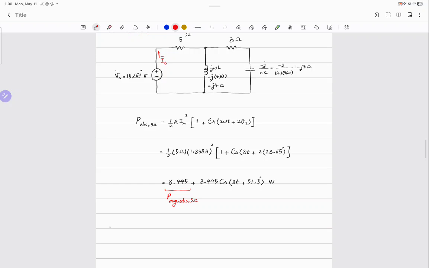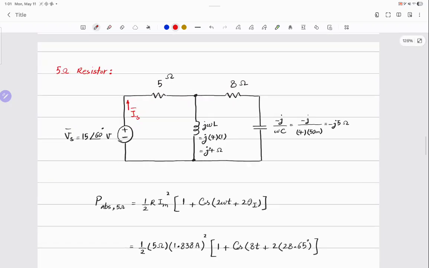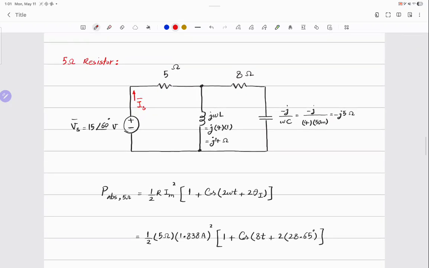Next, j4 ohm inductor. Hannah. So I need to find the power of the inductor. First of all, do I need both current and voltage or only one? Only one of them, right? Voltage or current. I don't have any of them right now. Correct. How can you find them?